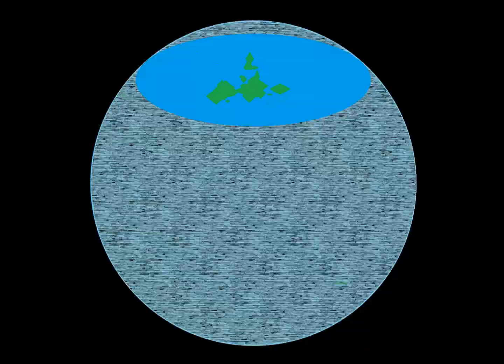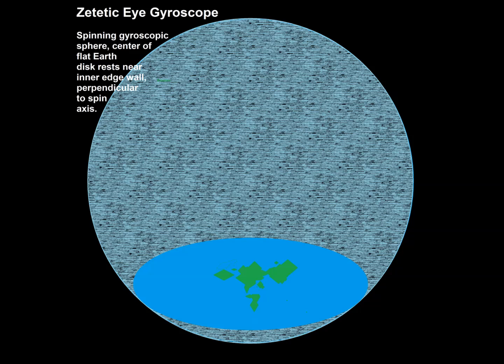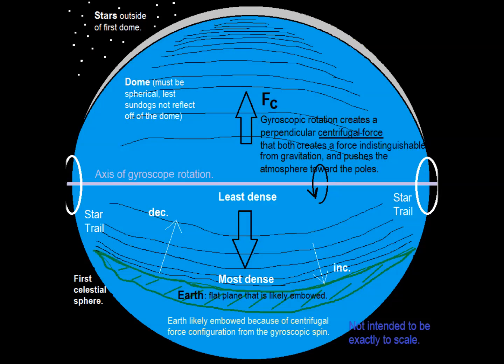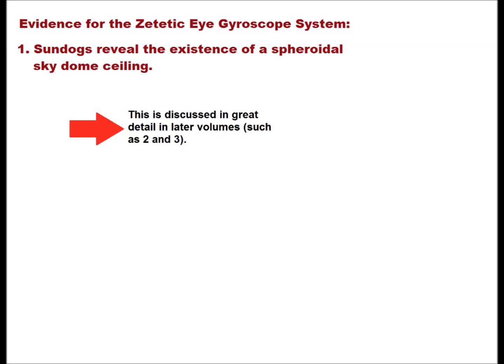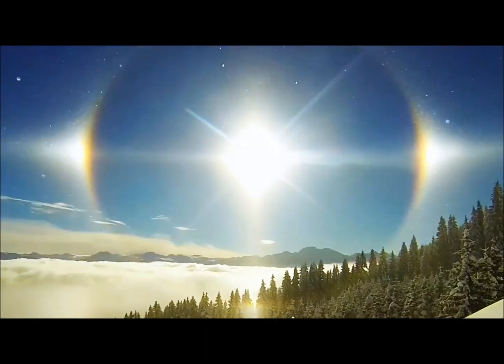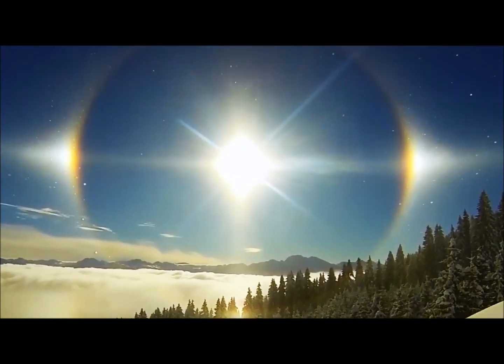The Zetetic Eye model consists of a sphere that is orbiting in a gyroscopic fashion, where the Earth is some sort of flat disk along the equator of that precessing gyroscope, where the center of the Earth appears to be right on the equator. Why would one believe this model? Firstly, as is discussed in great detail in some of the later volumes of this documentary series, it can be empirically verified that sundogs and moondogs are reflections off a spherical sky dome ceiling. These light reflections can only occur if the sky dome is smooth and perfectly spherical. So that much is known about the sky dome ceiling, and that one exists in the first place.